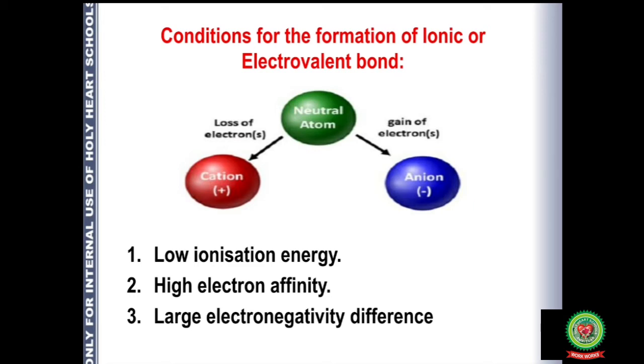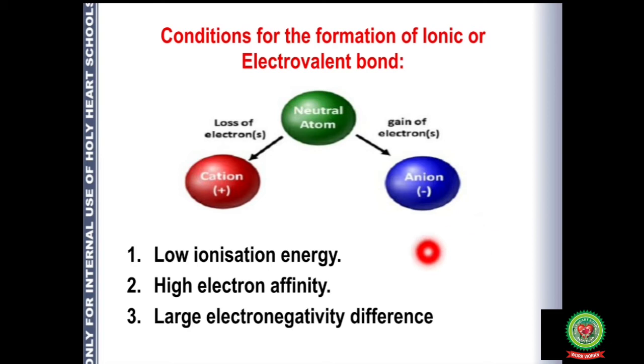Electron affinity is electron gaining capacity. Yes, energy released when electron is gained by a neutral gaseous atom. Ionization energy is the energy required to lose the electron. So the lower the energy required, the more easily the electron will be lost.